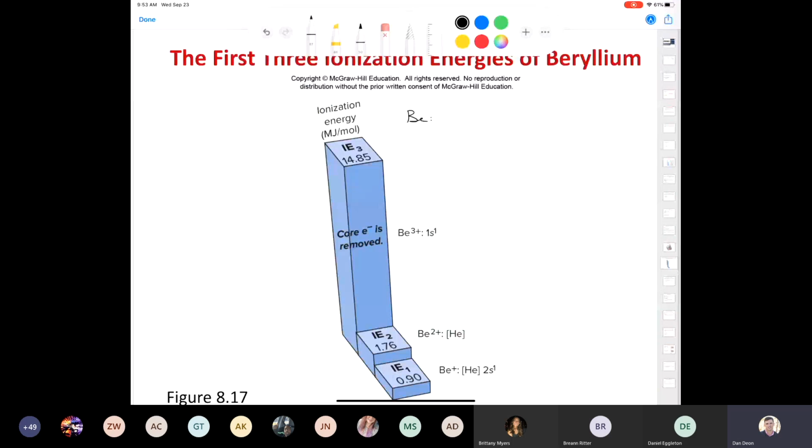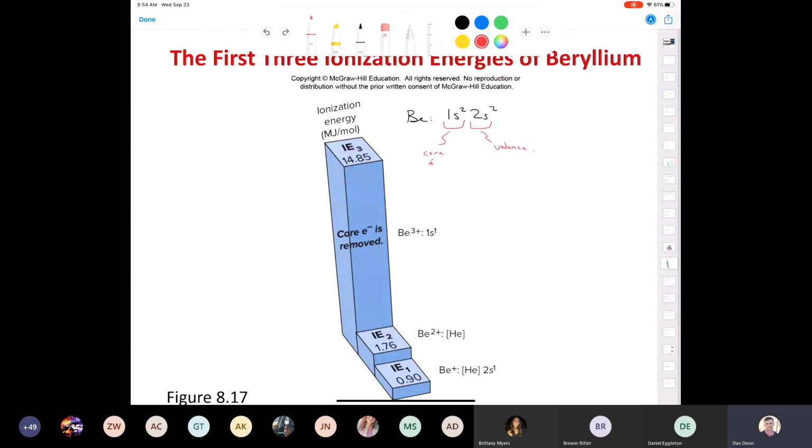So beryllium. What's the electron configuration of beryllium? 1s2, 2s2. So it's got these as the core or inner electrons, so these are core electrons, and these are valence electrons. You guys want to see something neat? This is in megajoules per mole, the units here. I don't know why she changes that up. I don't know why she doesn't stick to kilojoules per mole.